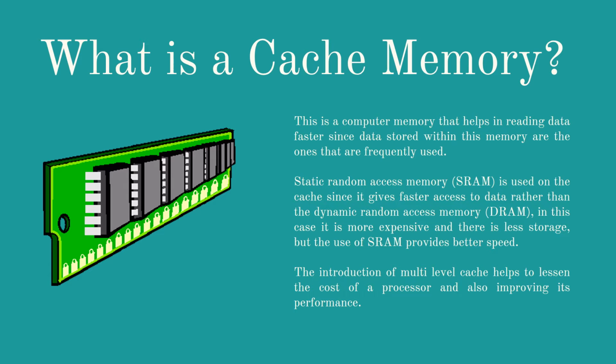First of all, what is cache memory? This is a computer memory that helps in reading data faster since data stored within the memory are the ones that are frequently used. Static Random Access Memory, or SRAM, is used on the cache since it gives faster access to data rather than the Dynamic Random Access Memory, or DRAM. In this case, it is more expensive and there is less storage compared to the DRAM, but the use of SRAM provides better speed. With this, the introduction of multi-level cache helps to lessen the cost of a processor and also improves its performance.